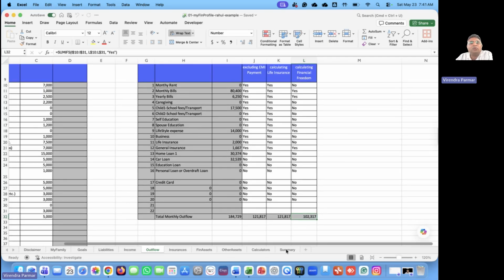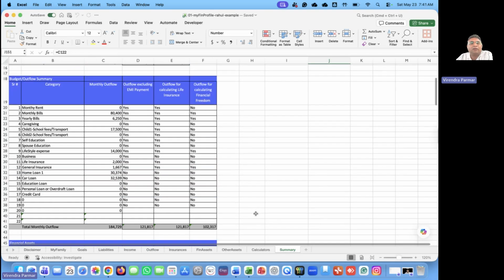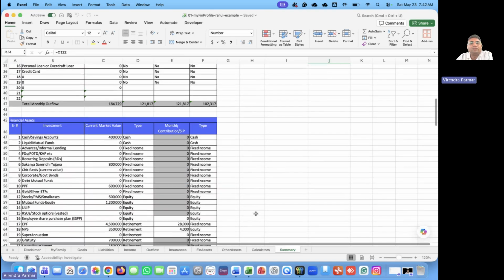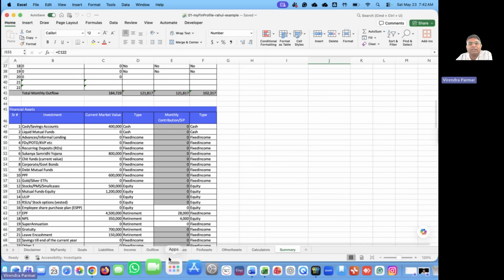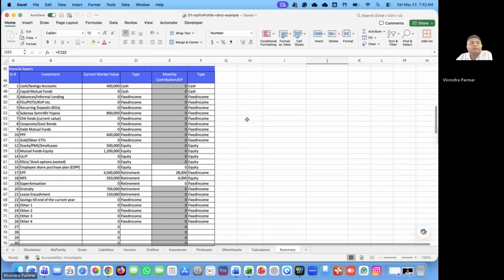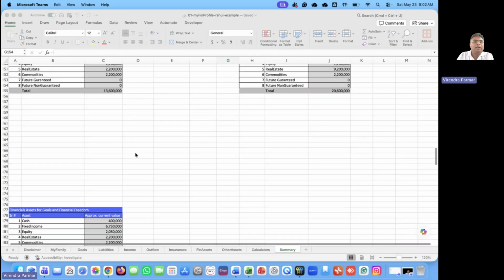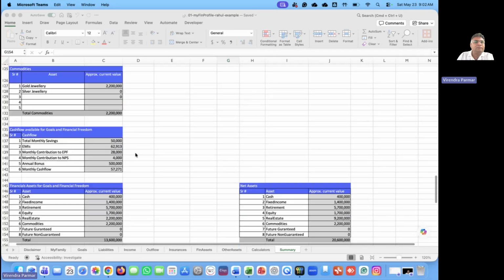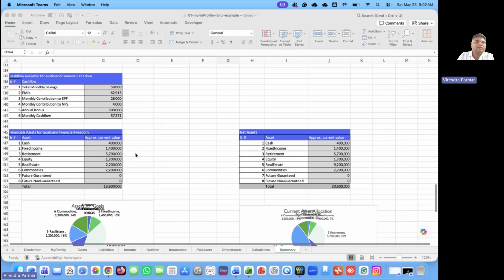Okay. The same thing shows up here in the summary section, and it's just a copy paste. If you want to change anything, please change it in the outflow section and not in the summary section. Okay. The most important data points over here are the four tables.